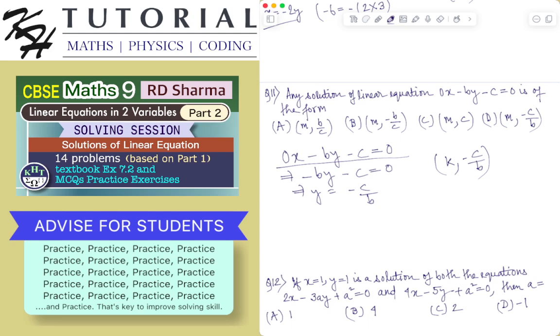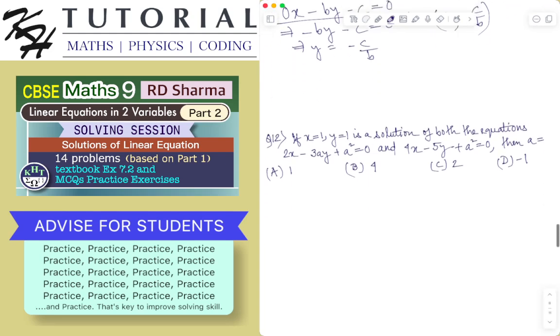So obviously, we see that in all the given choices, we are seeing m as the value of x. Now m is definitely any real number. So the correct choice is D. D is the correct choice.